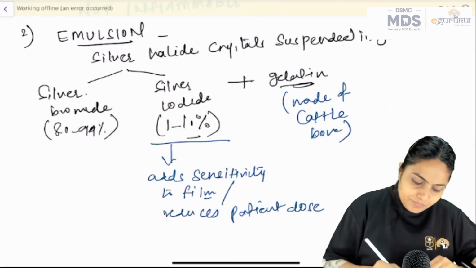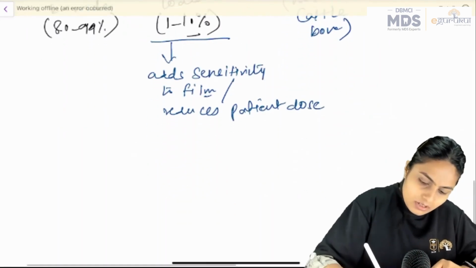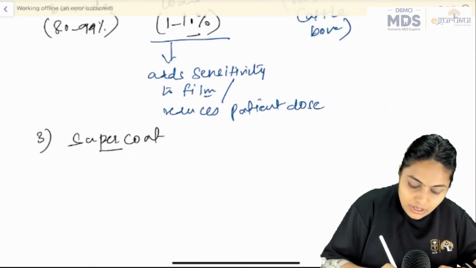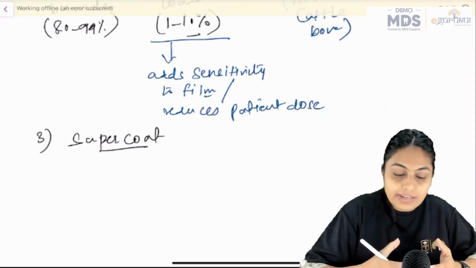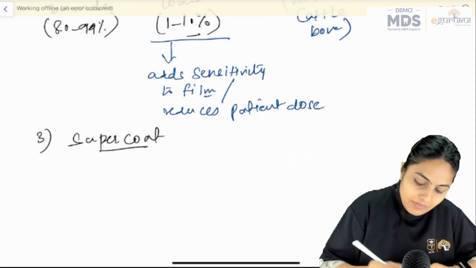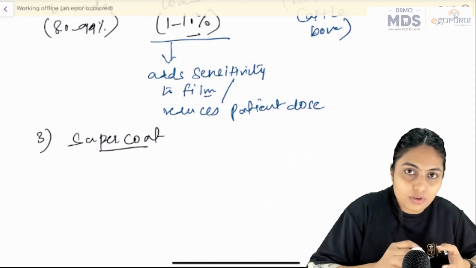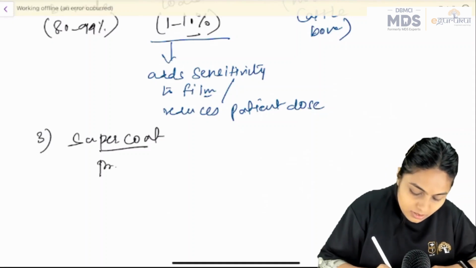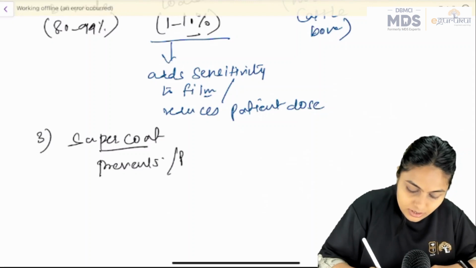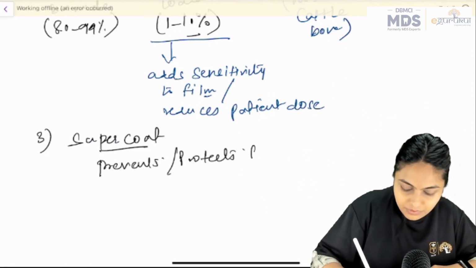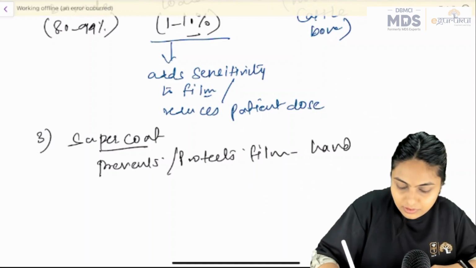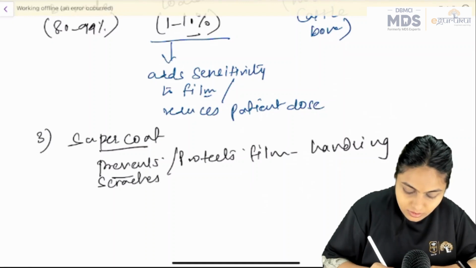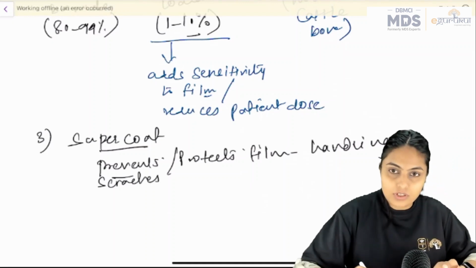Right, now third one that we have is the super coat. Now super coat is just a coating provided for preventing any scratches. When we handle the film, there should be no scratches on the film, so that it does not degrade our image, our radiograph. So it just prevents or protects the film during handling. Prevent scratches. Okay, so just remember this.